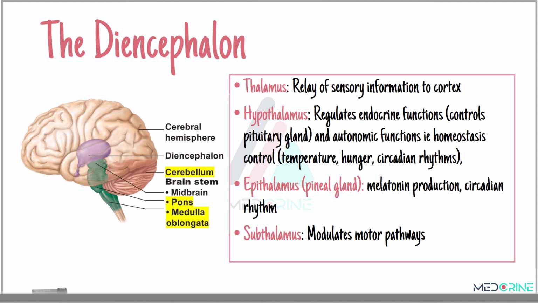Another part of the brain is known as the diencephalon. The diencephalon includes the thalamus, which is a relay station for sensory information to the cerebral cortex, then the hypothalamus, which regulates the autonomic functions and hormonal control through the pituitary gland. It also maintains homeostasis through governing temperature, hunger, and circadian rhythm. Then we have the epithalamus, or the pineal gland, helping regulate sleep via melatonin. And lastly, we have the subthalamus, which is known to modulate motor pathways.